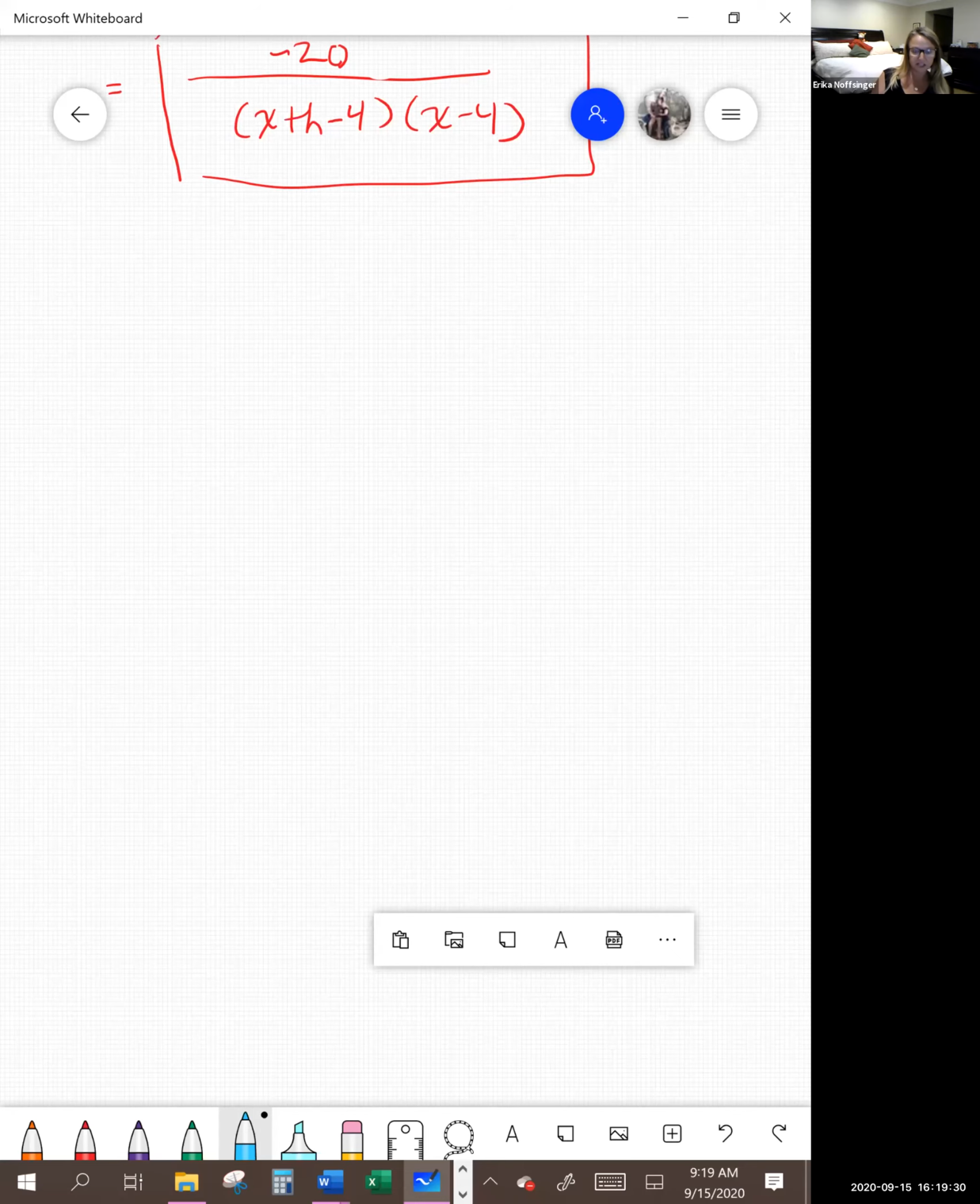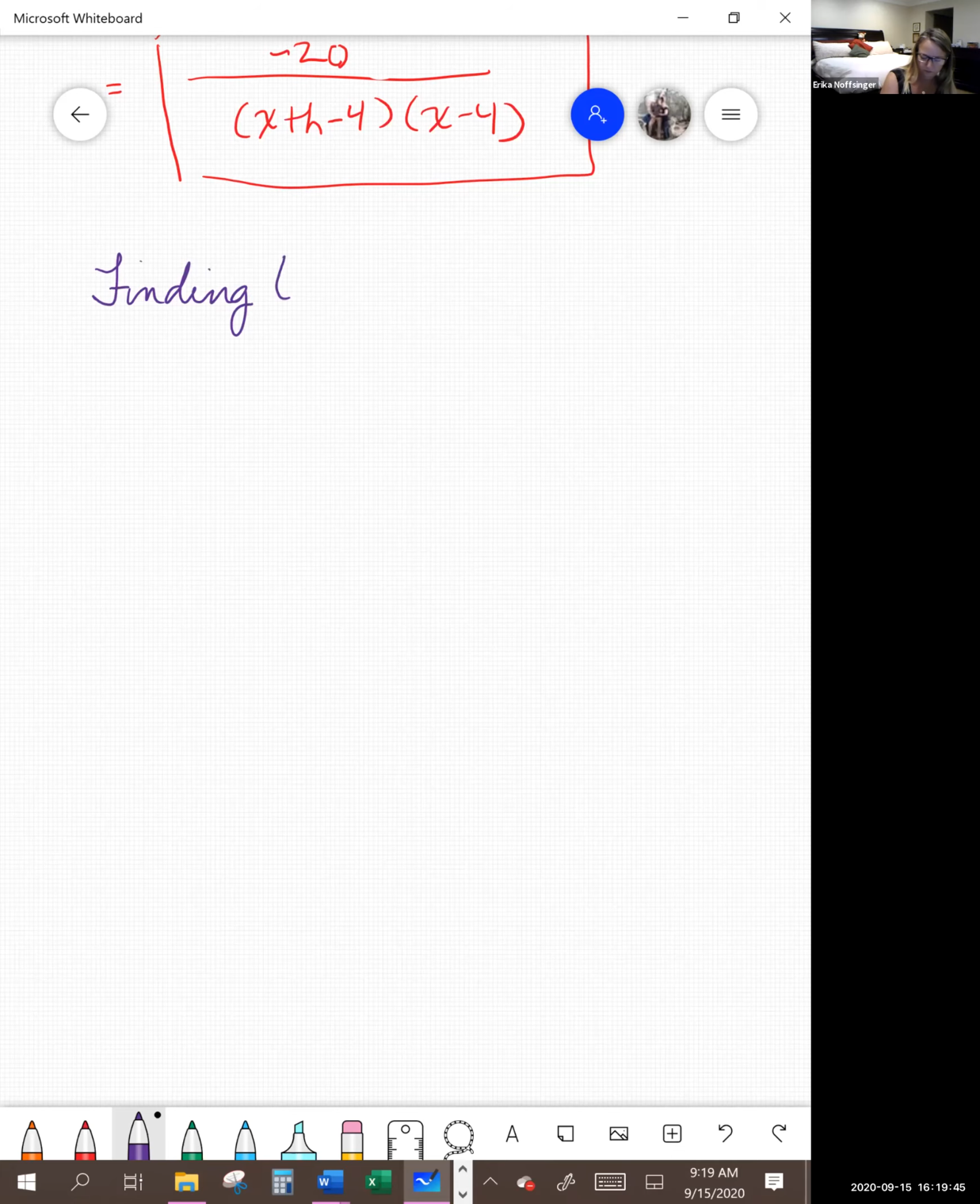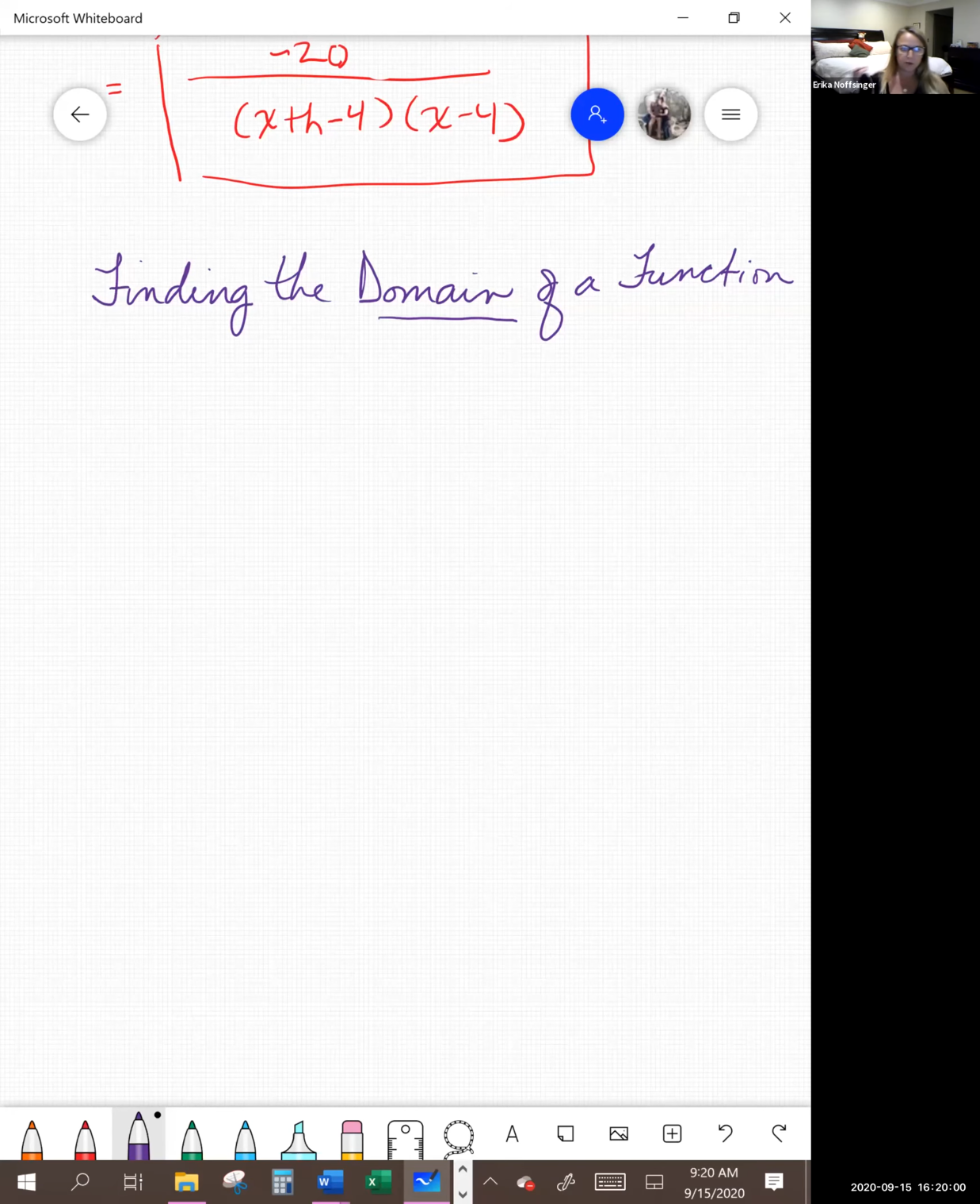We just looked at functions, the difference quotient of a function. Now there's a lot of different information after looking at the domain of a function. So finding the domain of a function. When I go to find the domain, I look for my trouble spots. Things that would be undefined, or things that would give me back an imaginary number, not a real number. And so finding the domain, you want to exclude the following values.